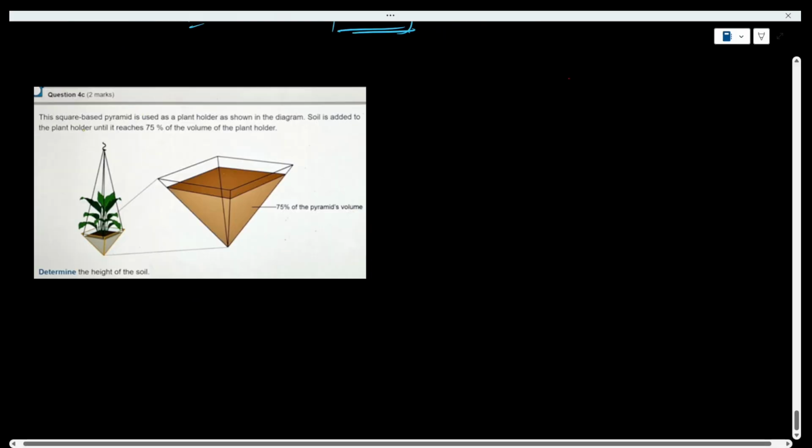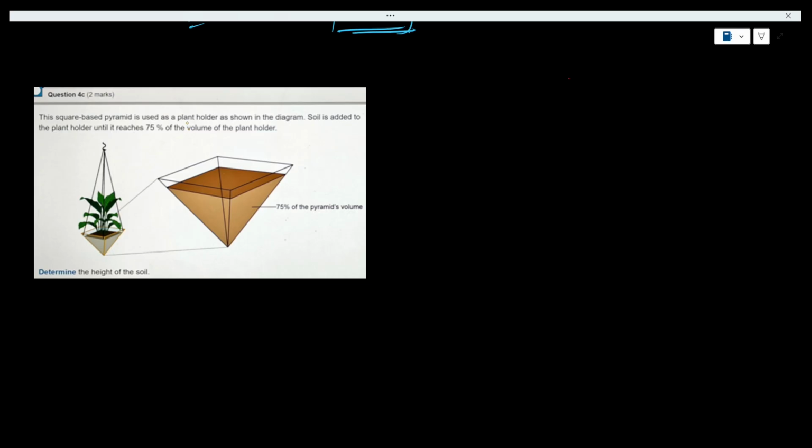This is C part. The square base pyramid is used as a plant holder as shown in the diagram. Soil is added to the plant holder until it reaches 75% of the volume of the plant holder. So here, what do we need to find out? Height of the soil. Now you'll see there are two pyramids. Till here the height, I take as h1, and the actual pyramid where the height was 12 root 2 centimeter, that we got in the first part.